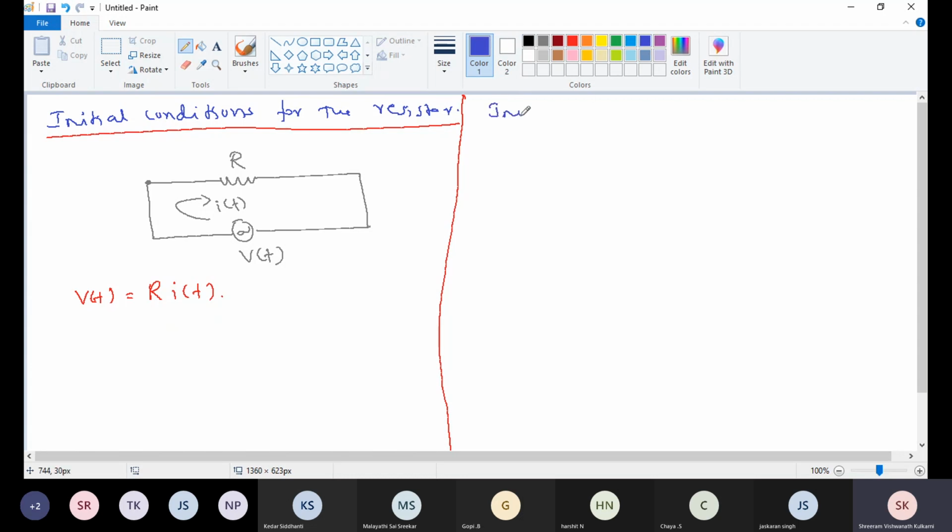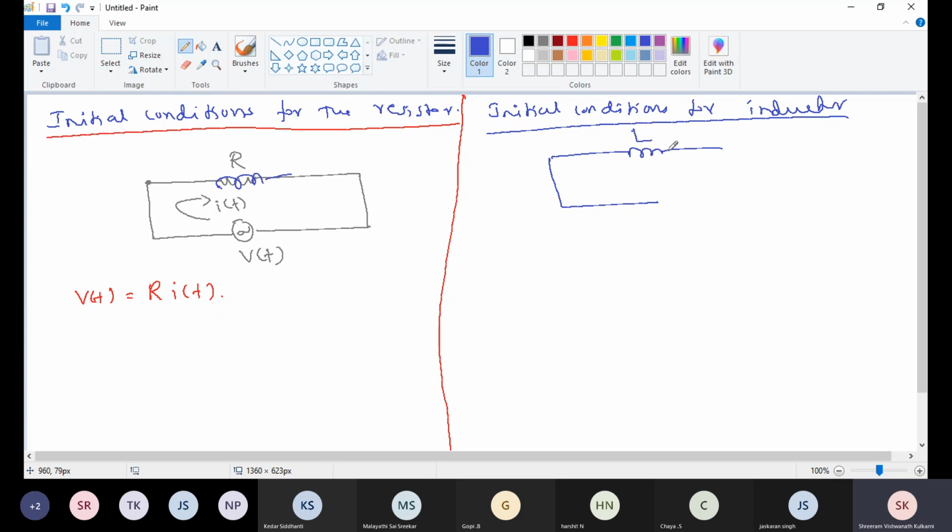Now, initial condition for inductor. If I replace this with an inductor L, tell me, what is the voltage V of t, with current I of t? V of t is equal to L di by dt.